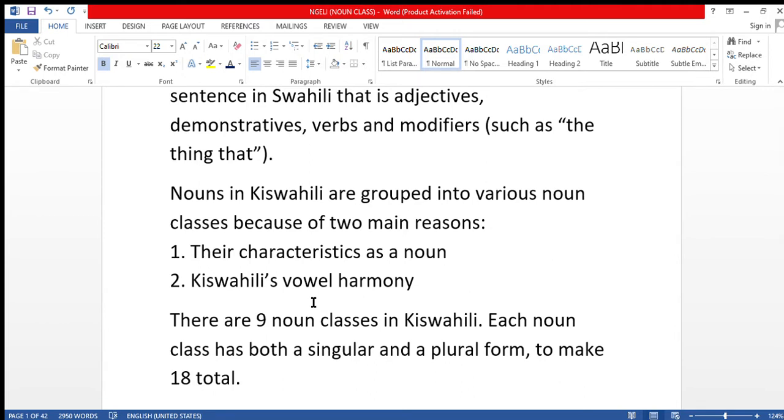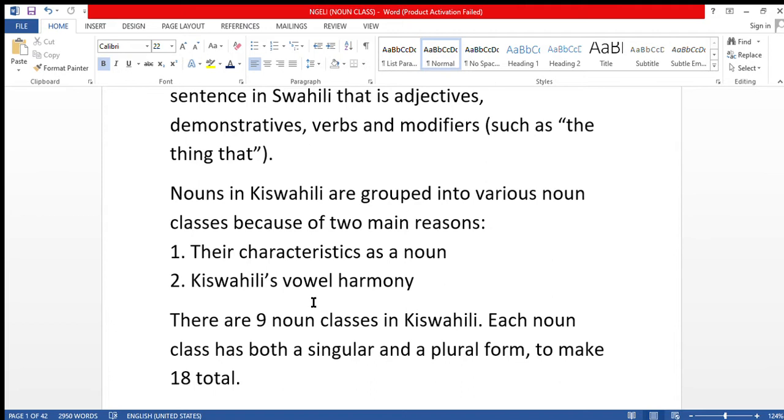So the classification of these noun classes is based on one, their characteristics as a noun, then two, Kiswahili's vowel harmony. For the first case, we have the formation, the naming system, like the noun that starts with M in singular form and W in plural form will fall into the category of M-WA. M-WA, sawa.